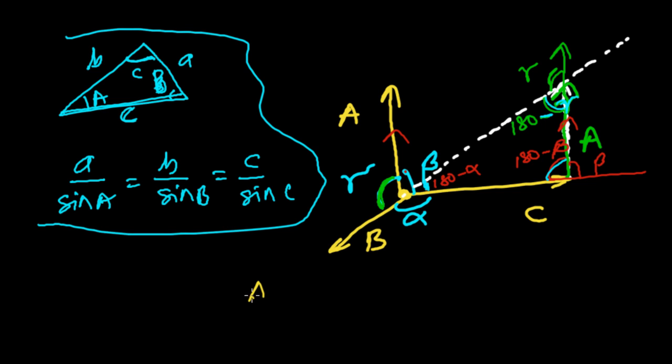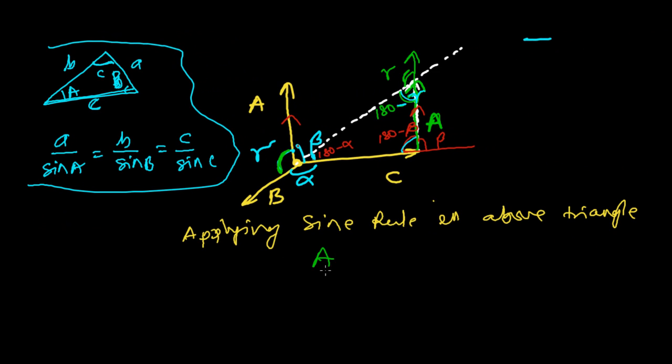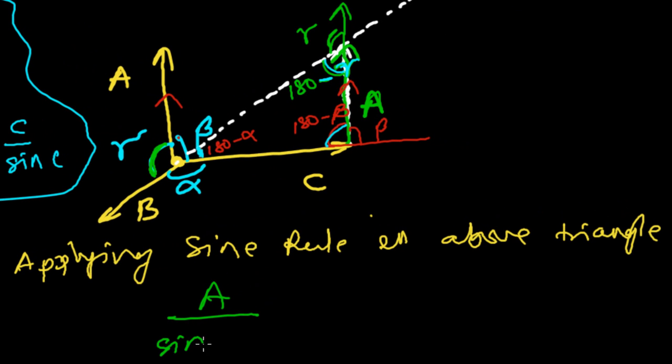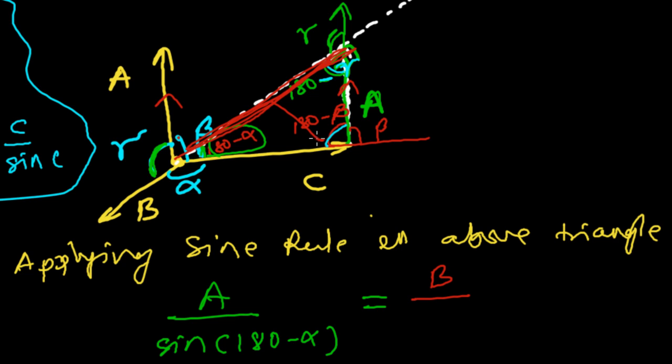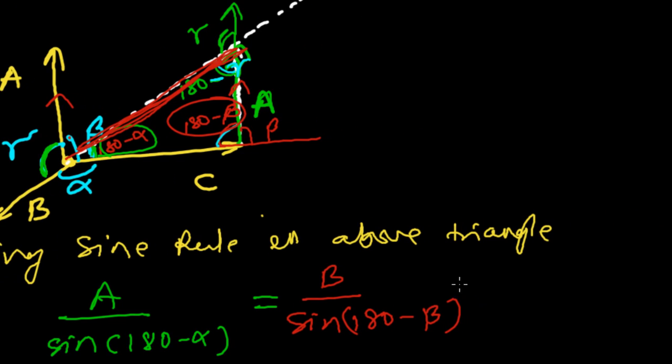Applying the sine rule in this triangle, force A is directly proportional to the sine of the opposite angle, which is 180 minus alpha. Let's talk about side B. Force B is proportional to the sine of its opposite angle, 180 minus beta. And the last one is C, whose opposite angle is 180 minus gamma, so it will be C divided by sine of 180 minus gamma.